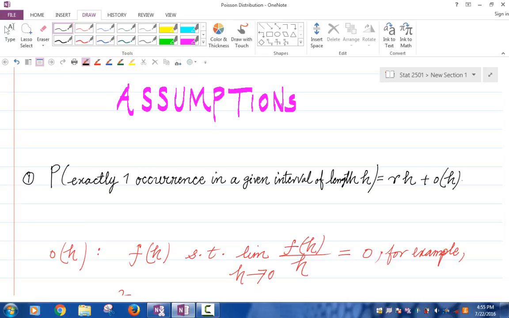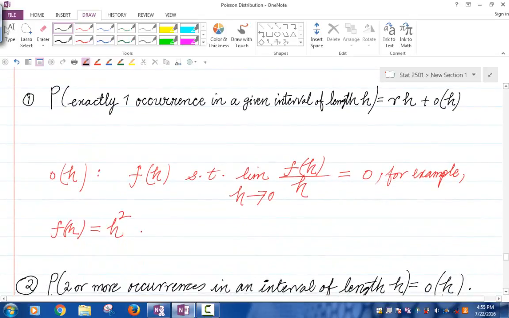Okay, now what is little o of h? Well, little o of h represents a function of h such that the limit of the ratio f of h over h is 0 as h goes to 0. So for example, f of h could be h squared. Then if I look at the limit as h goes to 0 of h squared divided by h, we get the limit as h goes to 0 of h, which is 0.